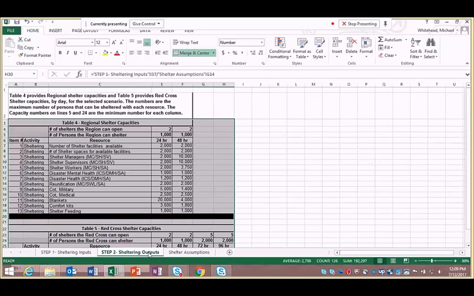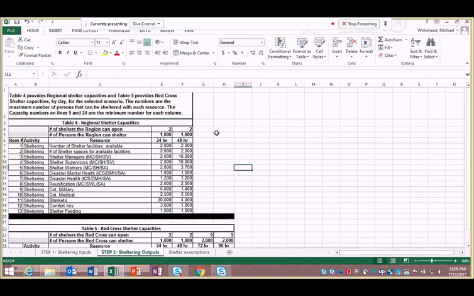Now, in the Sheltering Outputs tab, as you see here, you have your regional shelter capacities. What this is telling you is for the amount of resources you have, this is the number of persons that can be sheltered with that resource. And the number of shelters and the number of persons that the regions can shelter is going to be the minimum, and you'll see right here, the minimum is based on the shelter feeding and disaster mental health are your two shortfalls.